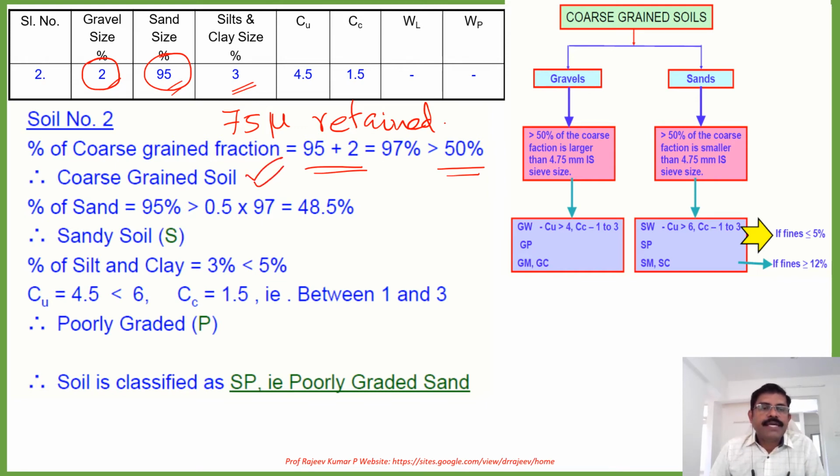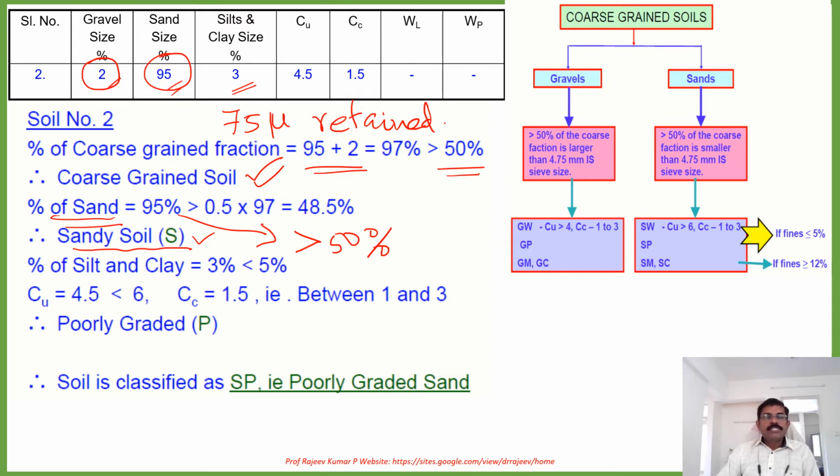Now here you have sand, that is 95%. More than 50% is sand in this case. So you can define it as sandy soil. Now, silt and clay fraction are less than 5%.